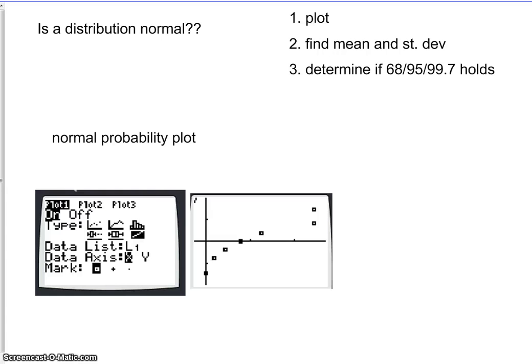They may ask you to determine if a distribution is normal, because if it is, then I can use the z-scores and use that table. So if I was going to do this by hand, I would have to first plot my data and ask myself, does it look symmetric? Does it look like a bell? And does it have a single peak?